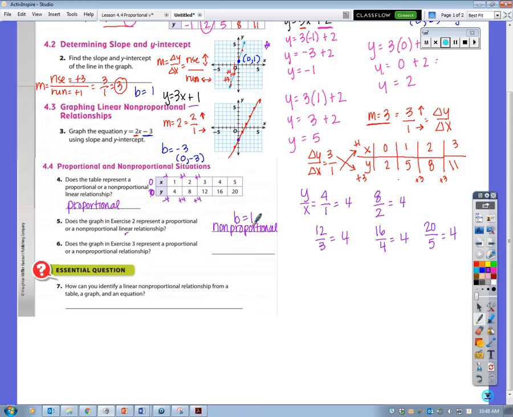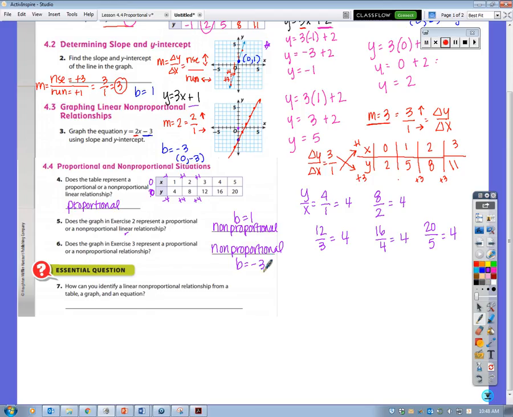Then the next thing it wants us to do is look at the graph in exercise 3. So we're looking at this graph right here. Is this graph proportional or non-proportional? Well, it is linear, but it is not proportional because it does not cross the origin. It's got a b value of -3. So this is also non-proportional. And b equals -3.